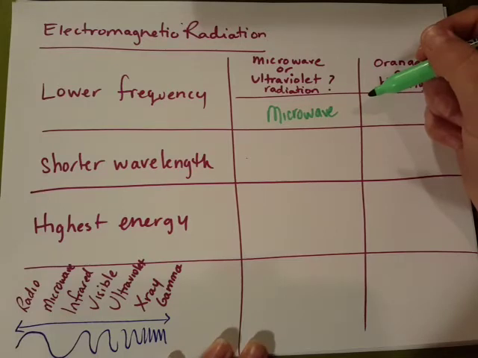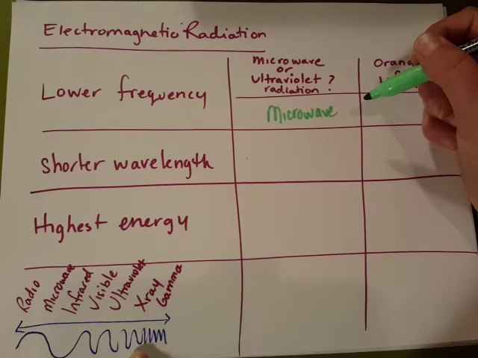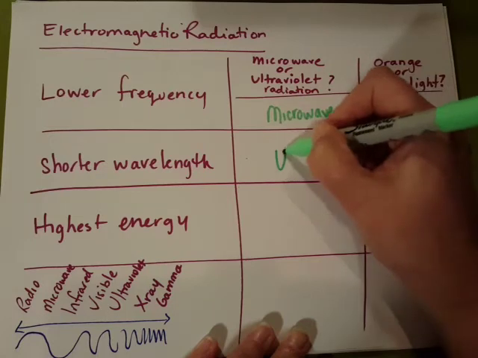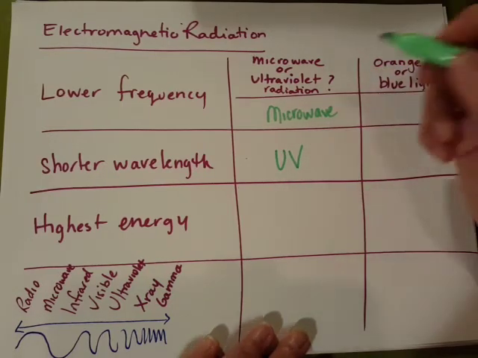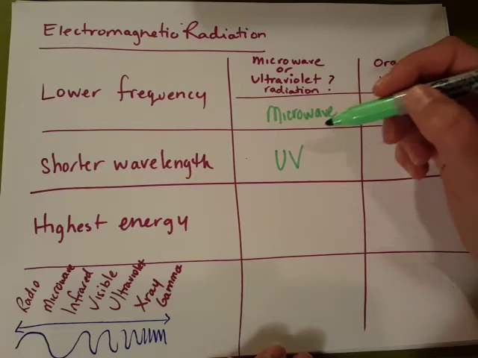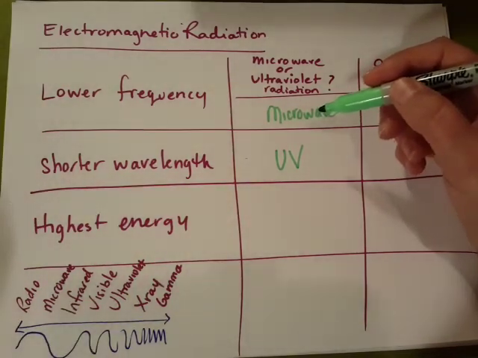Shorter wavelength, microwave or ultraviolet? So microwave, we're in that region of really long wavelengths, where ultraviolet is definitely starting to get to be shorter wavelength, higher frequency. So this would be UV. And you'll notice that the wavelength and frequency relationship is inverse. When one is big, the other is small.